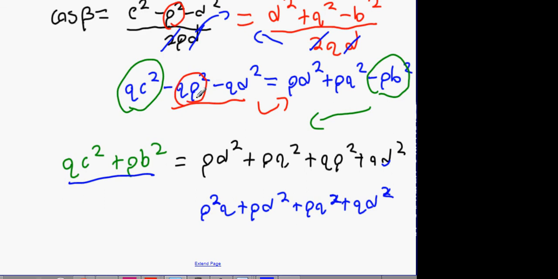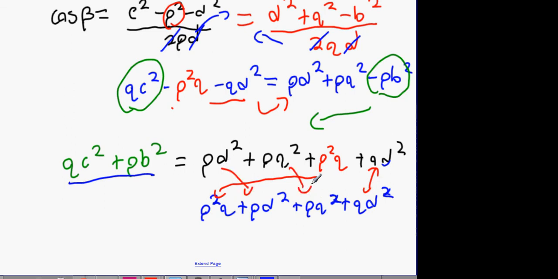So this is where my mistake occurred. It's not q squared p, it's p squared q. So that is where I would have made my mistake in the test. Okay? So now it's p squared q. Let's check this out. So pd squared plus pq squared there. That's right, it's just in the wrong order. So it's p squared q and qd squared. So I'm going to move the p squared q to here. The qd squared stays where it is. The pd squared goes here. And the pq squared goes there.